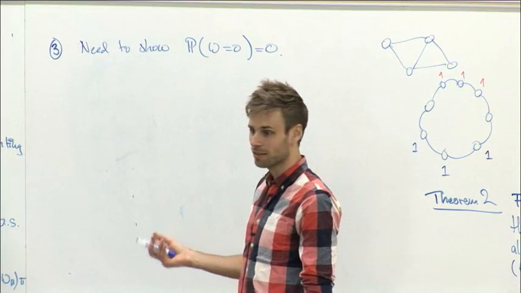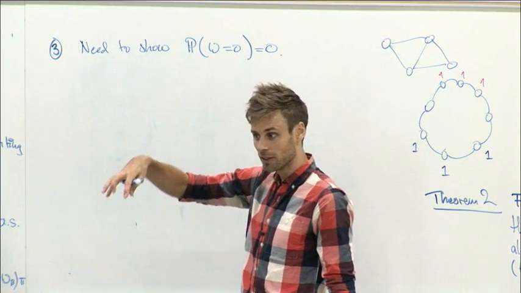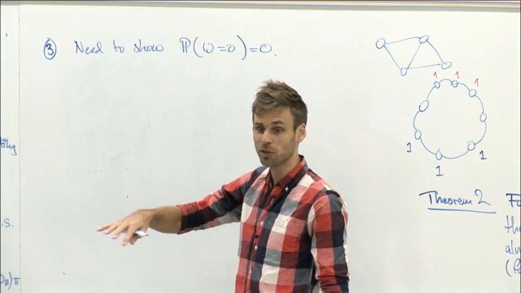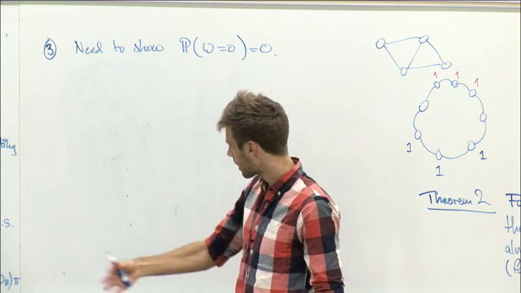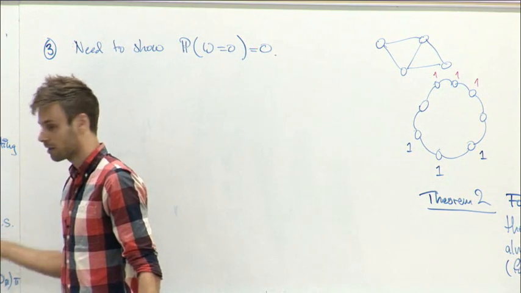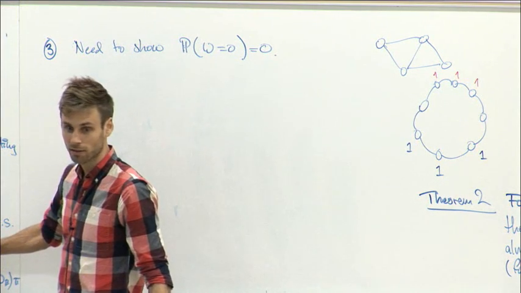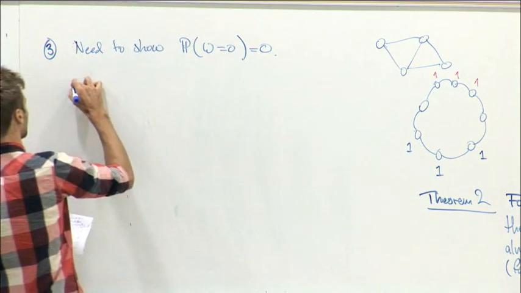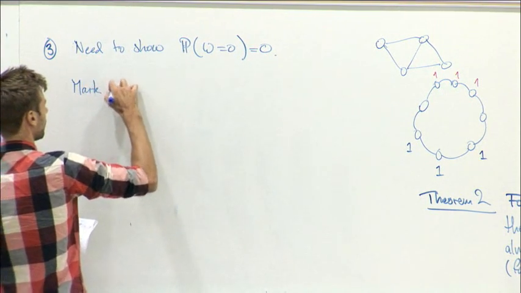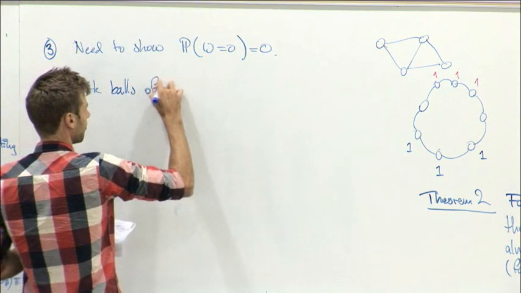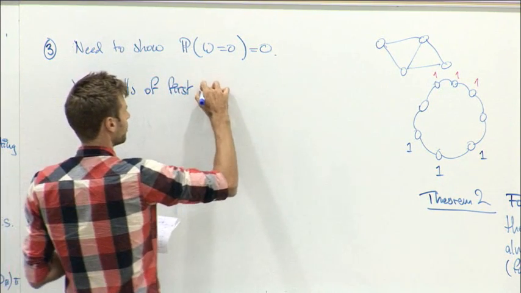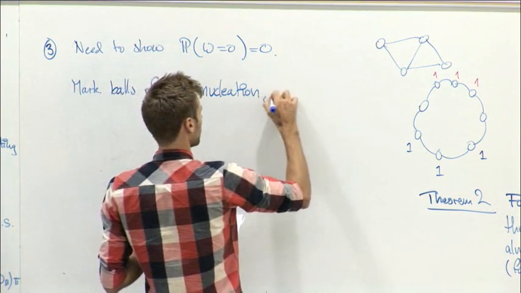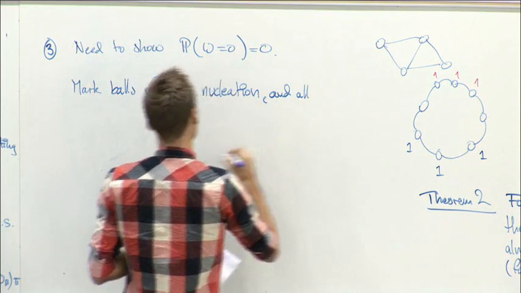Why will I do that? Because in one mutation I can only give rise to one color. So if the first one was blue, then this will be blue. So keeping track of them separately will guarantee that we will have convergence to something like this, which we know is non-zero because it's monochromatic. So, mark balls of first nucleation, and all their descendants.